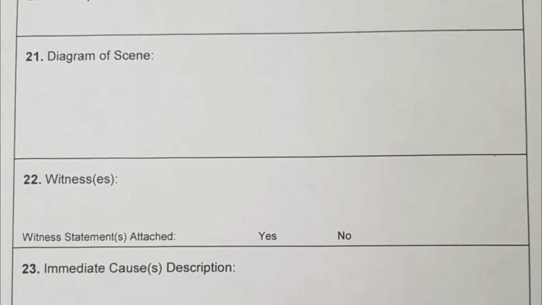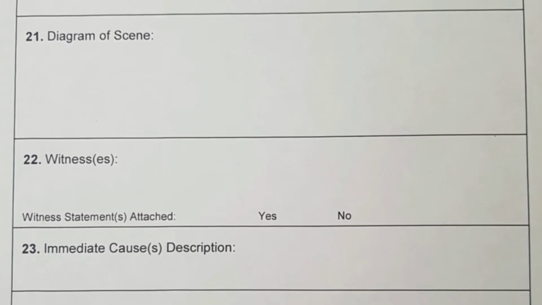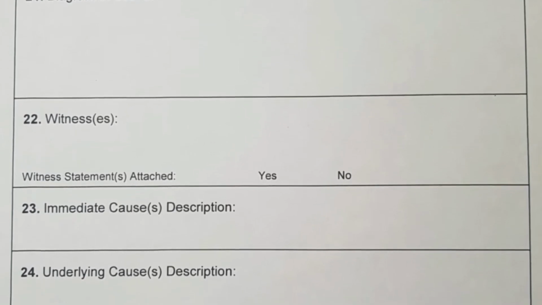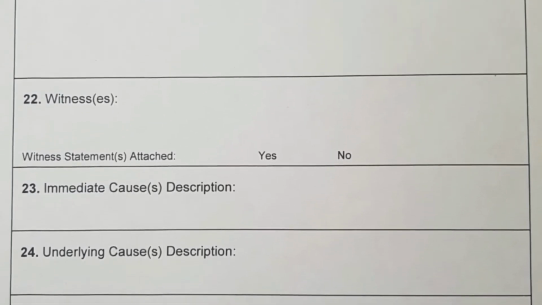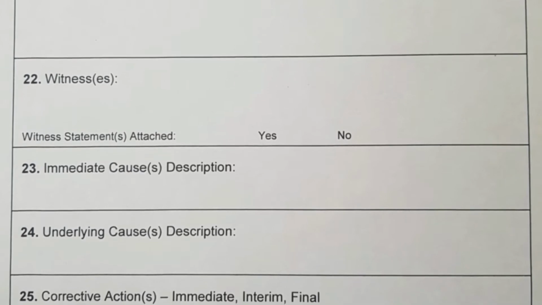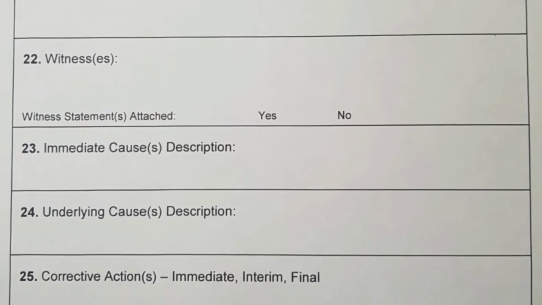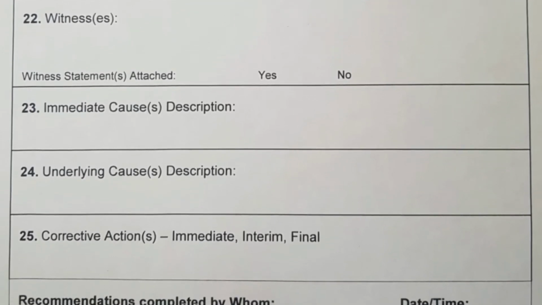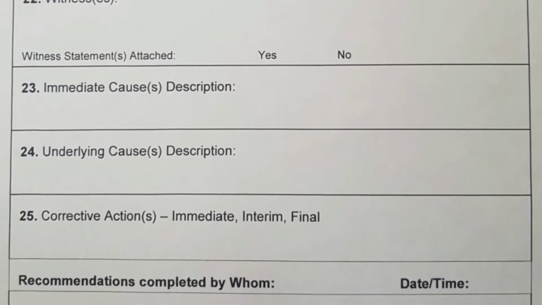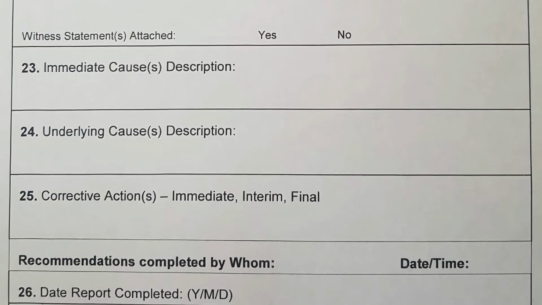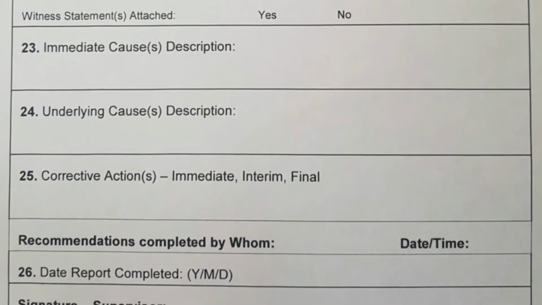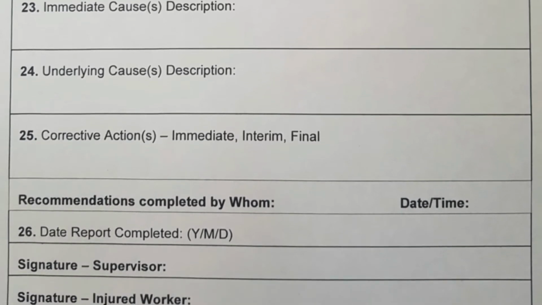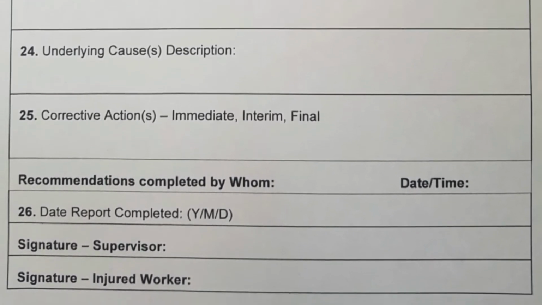If we have diagrams, they go here too, but while you're doing your investigation, you might just include pictures and drawings, that type of thing. Here's where we can put our witness statements, and then we can attach them and refer to who gave the witness statement. Any immediate causes, underlying causes, any corrective actions, whether short-term or long-term, any recommendations. We also want to write in who's responsible for those corrective actions and a date to complete them.